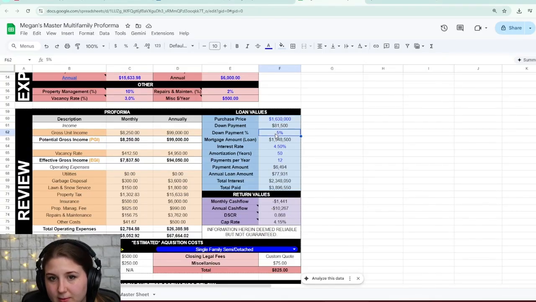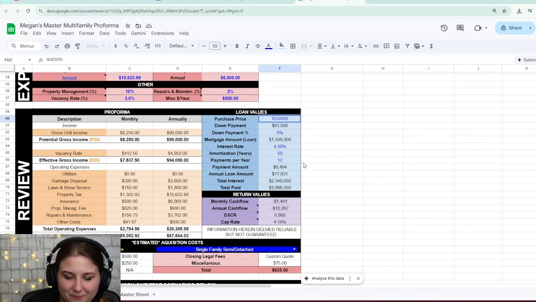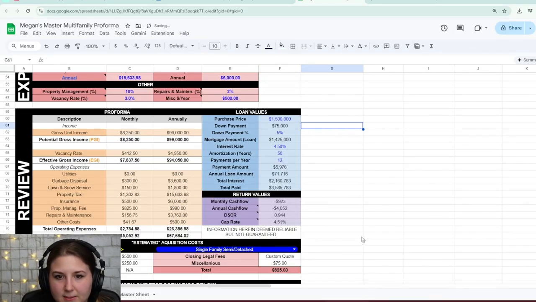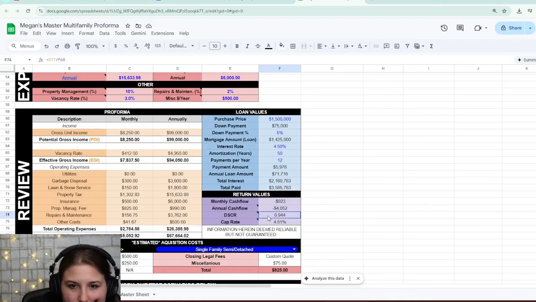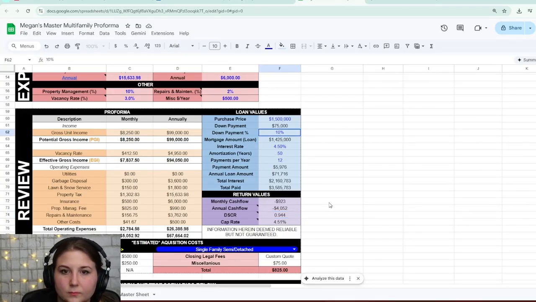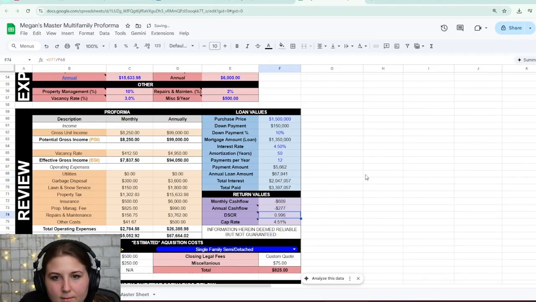So there are things we can play with here, which would be the purchase price. You can also play with the down payment. You could also play with the amortization if you wanted, but I'm assuming we're going to target the purchase price so we can save you money. So rather than offering 1.63, let's just see 1.5. Yes. So we're almost hitting a DCR of 1, but we need 1.1. Still not enough.